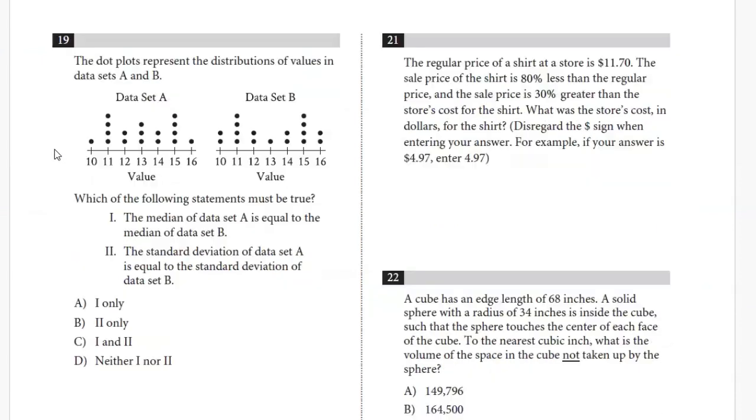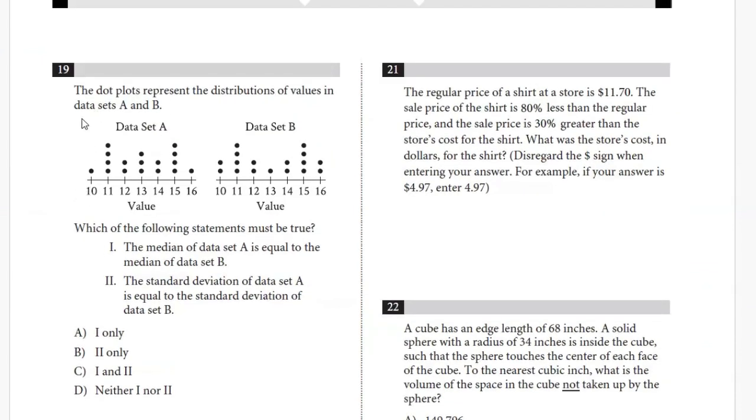Okay, moving on to question 19. The dot plots represent a distribution of values in data sets A and B. Which of the following statements must be true? The median of data set A is equal to the median of data set B. Well, if I look at the middle here and middle here, let's count 1, 2, 3, 4, 5, 6, 7, 8, 9, 10. 1, 2, 3, 4, 5, 6, 7, 8, 9, 10. Well, somewhere here, we can say that the median is the same here. So the first statement is correct.